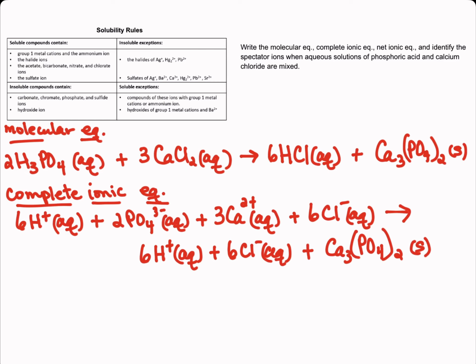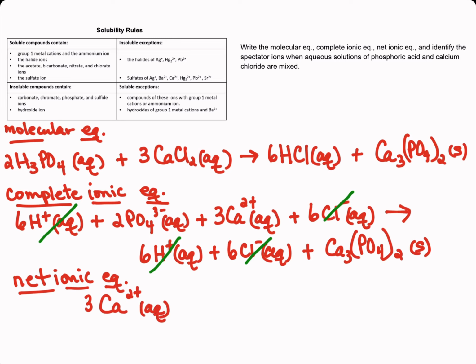Then I write down my net ionic. Net ionic means I'm going to clean up my complete ionic. Whatever appears on both sides, we have to cancel out. So there is a 6 H plus on the left, and there's a 6 H plus on the right. And there's a 6 Cl minus on the left, and there's a 6 Cl minus on the right. So I'm going to write down what's left over. I like to always start off with my cations. Don't forget the phase.